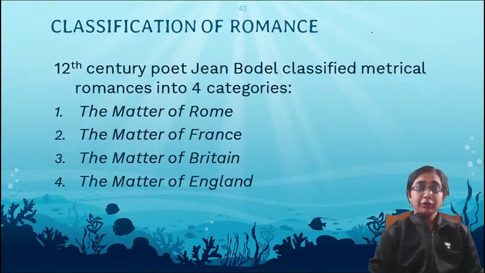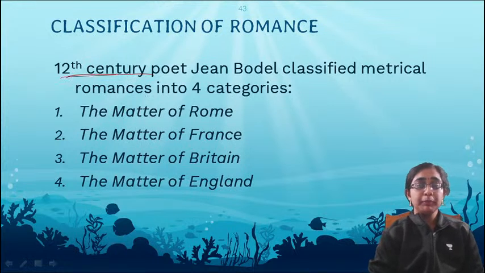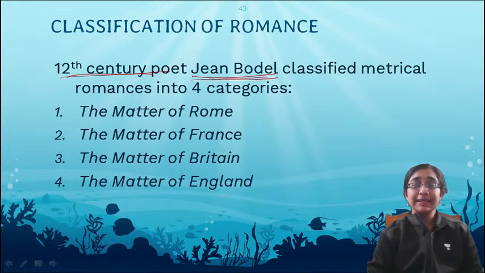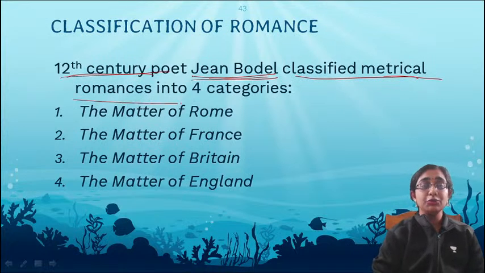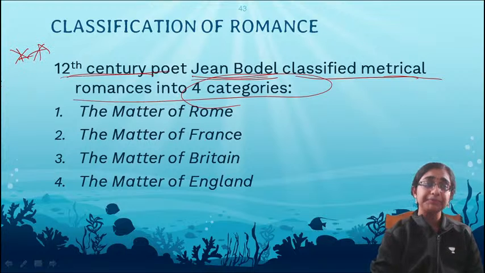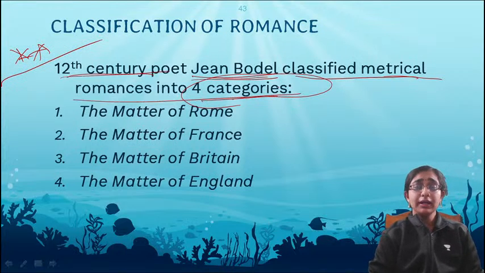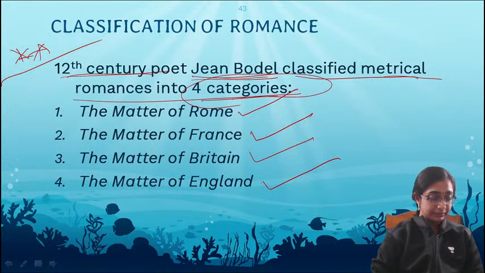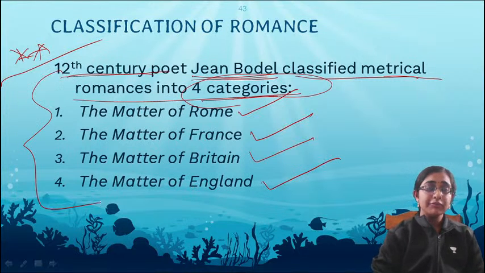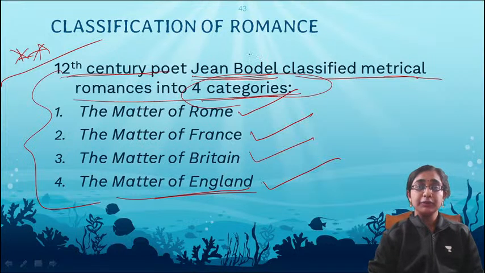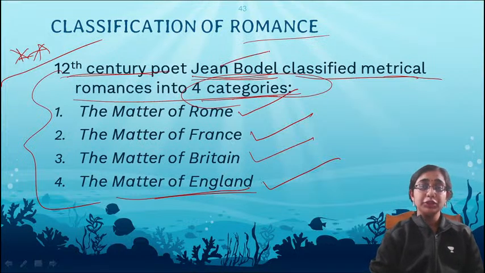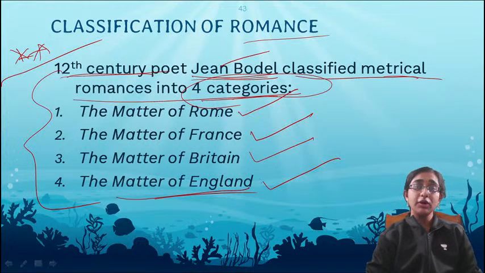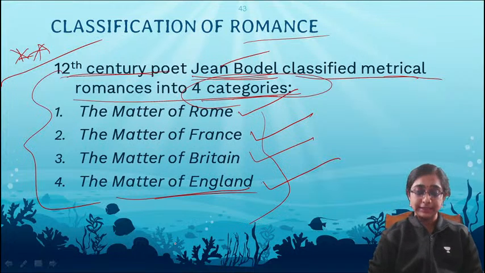Now, what are the metrical romances? The 12th century poet Jean Bodel has classified metrical romance into 4 categories. This is a very important note. 4 categories. What are the 4 categories? The matter of Rome, the matter of France, the matter of Britain, and the matter of England. Okay. So in these 4 categories, the romance was actually divided by Jean Bodel. Now we will talk about all these categories in detail.